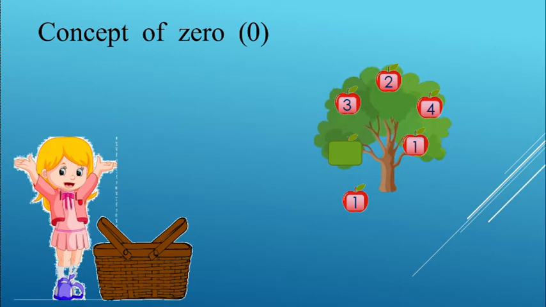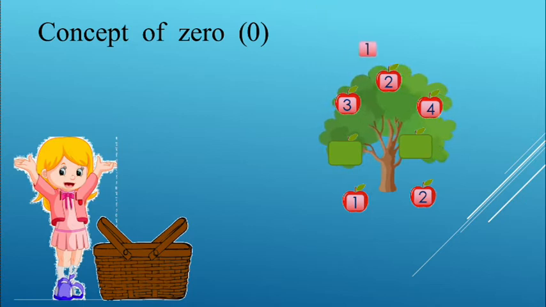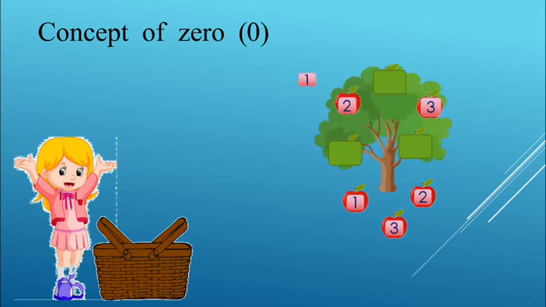Now another apple fell down off the tree. Now let's count again. 1, 2, 3. So there are 3 apples on the tree. Now another apple fell down off the tree. Now let's count the number of apples on the tree. 1, 2. So there are 2 apples on the tree.